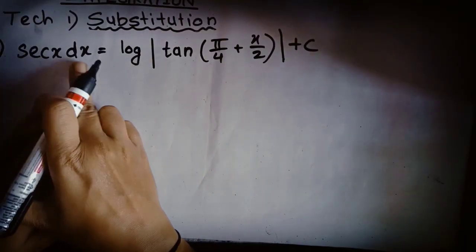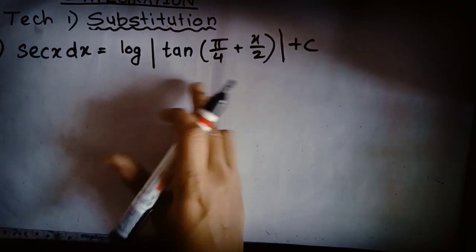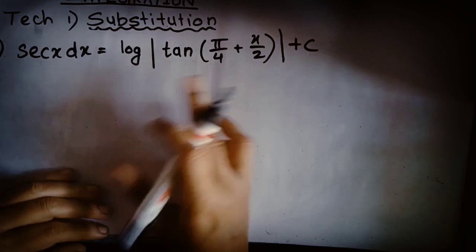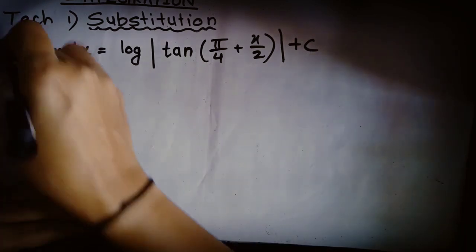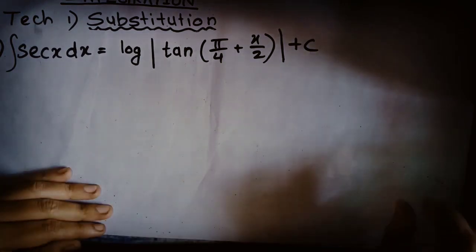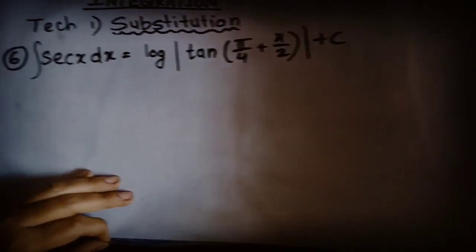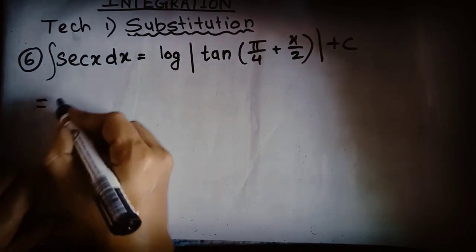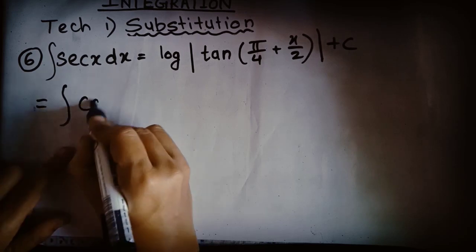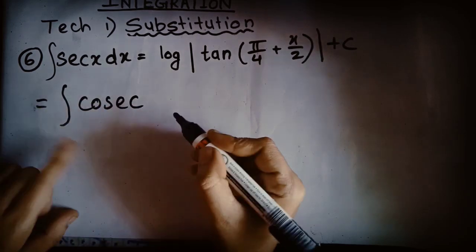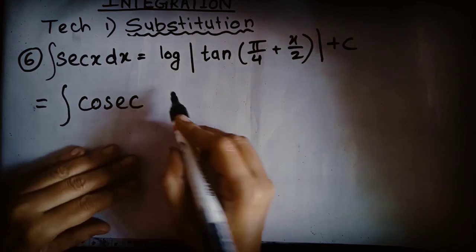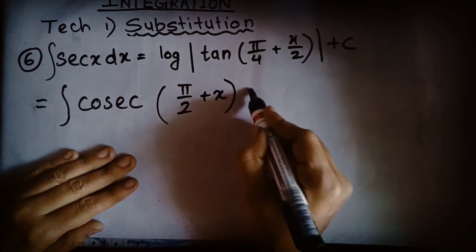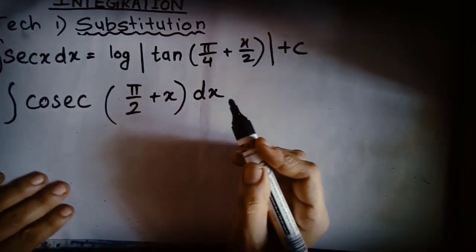Now we'll prove integral sec x dx is equal to log of tan of pi by 4 plus x by 2 plus c. So this is the second integral, integral of sec of x dx. So how to start this? You can write this sec of x as cosec of pi by 2 plus x dx, right?